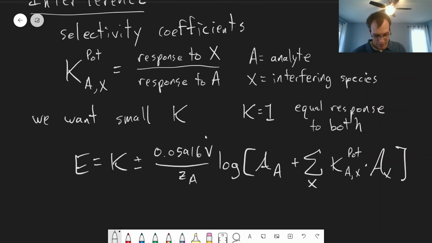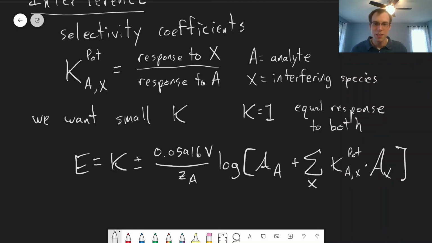And so this is how we mathematically can represent this, and this allows us to determine, if we know roughly the concentration of our interfering species and what concentration we expect for our analyte, it can give us an idea of whether this is going to be a significant effect that we need to worry about, or if we can ignore the interfering species.